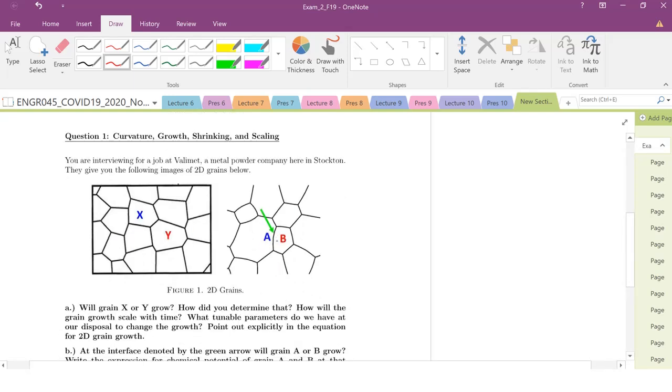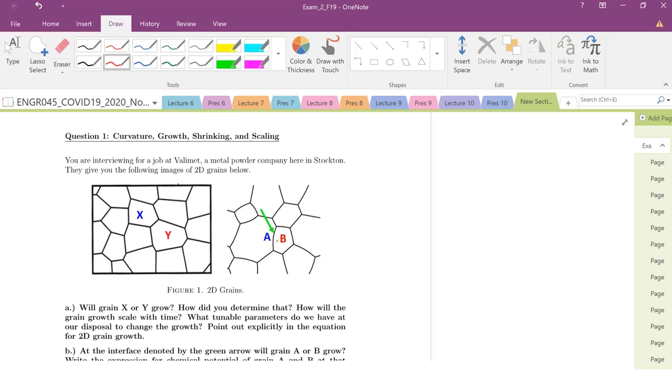So question 1, curvature, growth, shrinking, and scaling. You're interviewing for a job at Valmet, a metal powder company here in Stockton, and they give you the following images. It's asking you, will grain X or Y grow? How did you determine that? How will the grain growth scale with time? What tunable parameters do we have at our disposal? Point out explicitly in the equation for 2D grain growth.